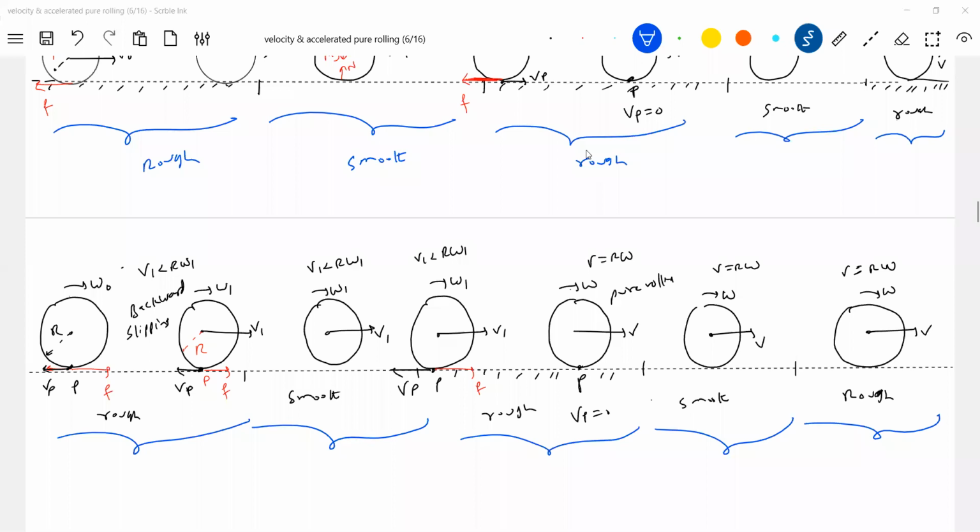Net torque, net force is zero. There is no other torque. Go back to the basics. What is the net force here?